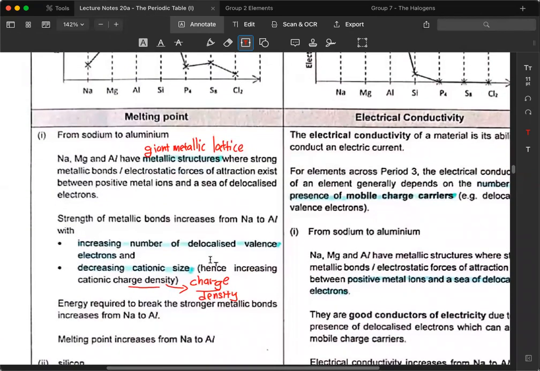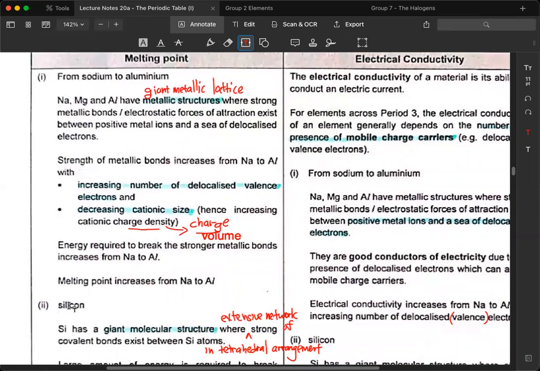As we learn, charge density equals charge over density, so with increased charge and decreased size... Okay, charge density is actually charge over volume, not density. So it should be volume over here. With the decreased size, the volume decreases, so your charge density will increase.